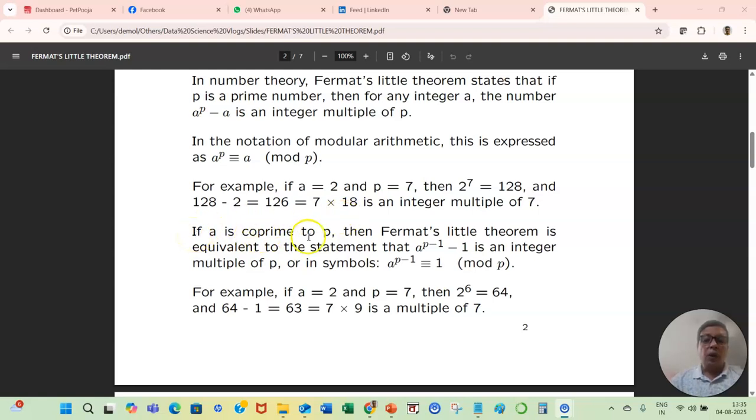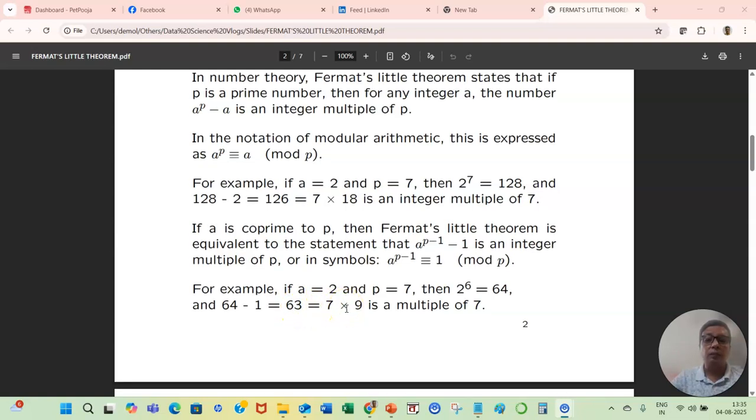If a is co-prime to p, then Fermat's little theorem is equivalent to the statement that a to the power p minus 1 minus 1 is an integer multiple of p. Or in symbols, a to the power p minus 1 is equivalent to 1 mod p. For example, if a is equal to 2 and p is equal to 7, then 2 to the power p minus 1, 6, equals 64, and 64 minus 1 equals 63, which is 7 times 9.